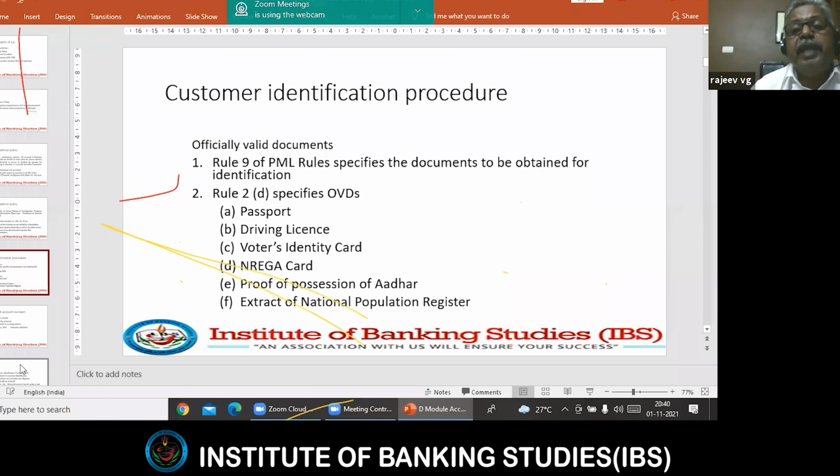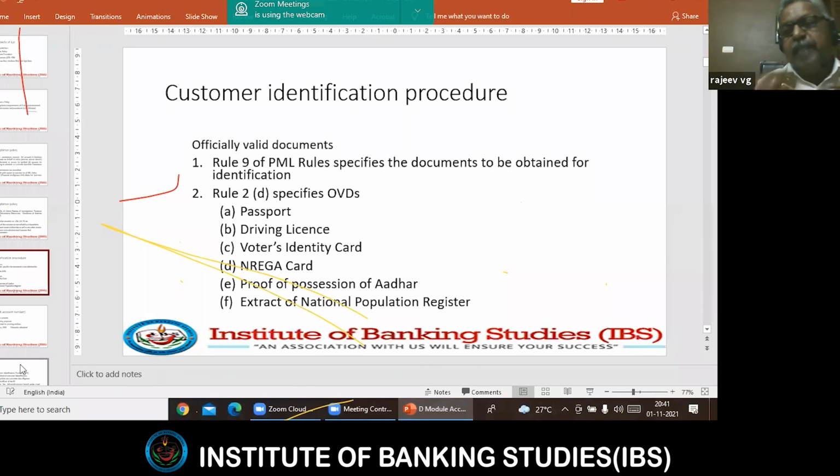Any idea? Photo? Any definition? Address proof, I just wanted to know. Yes, okay. Address proof and the person's name, everything should be there. But there is no specific definition in respect of an officially valid document. Instead, RBI has defined that this is the document that is called an officially valid document.